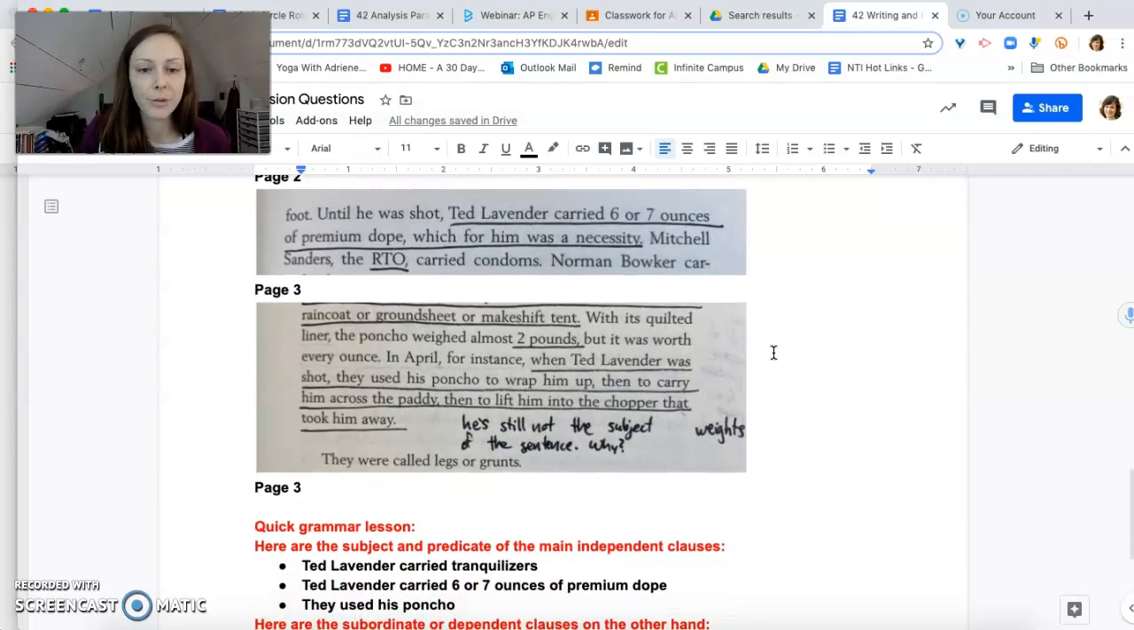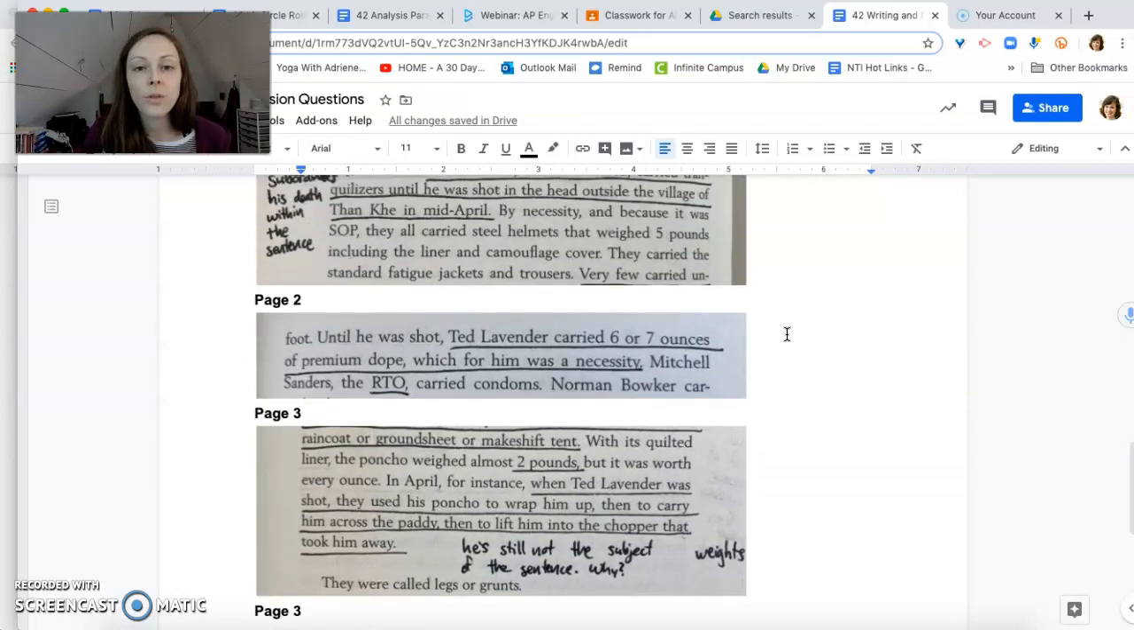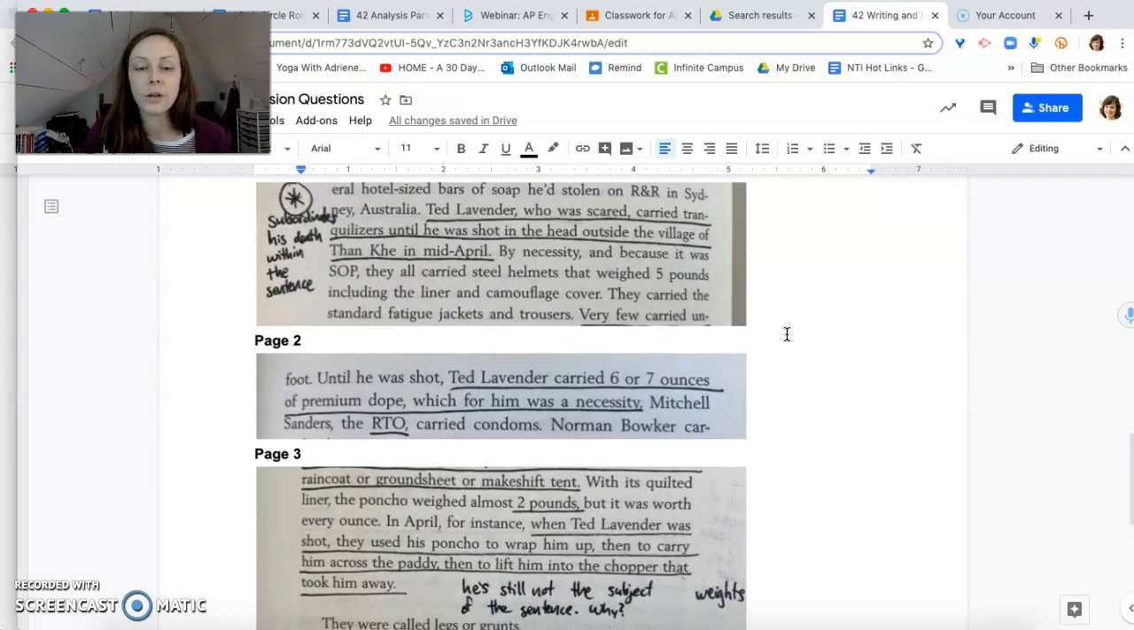And then farther down on page 3, it says, "In April, for instance, when Ted Lavender was shot, they used his poncho to wrap him up, then to carry him across the paddy, then to lift him into the chopper that took him away." I know that I noticed this the first time I read this book, and it made me feel uncomfortable. This is not the first time I've read it, and I'm annotating, intentionally looking for specific things.